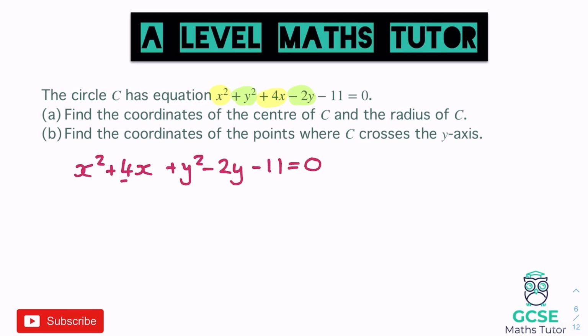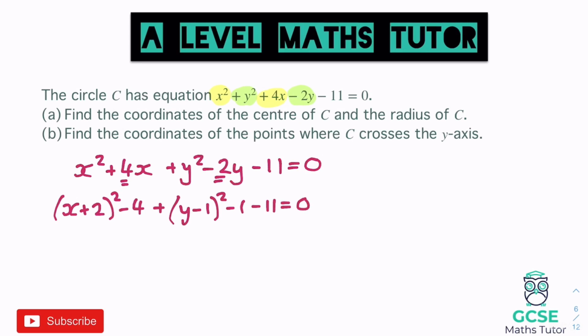So our coefficient of x there is 4, so we get x plus 2 in brackets squared, that'll give us 4 at the end, so take away that 4 to make it balance, plus, and then we'll complete the square for this bit. The coefficient there is minus 2 for y, so that'll be y minus 1, which when we expand it gives us 1, so we'll take that 1 away. Then we've got minus 11, and that all equals 0.